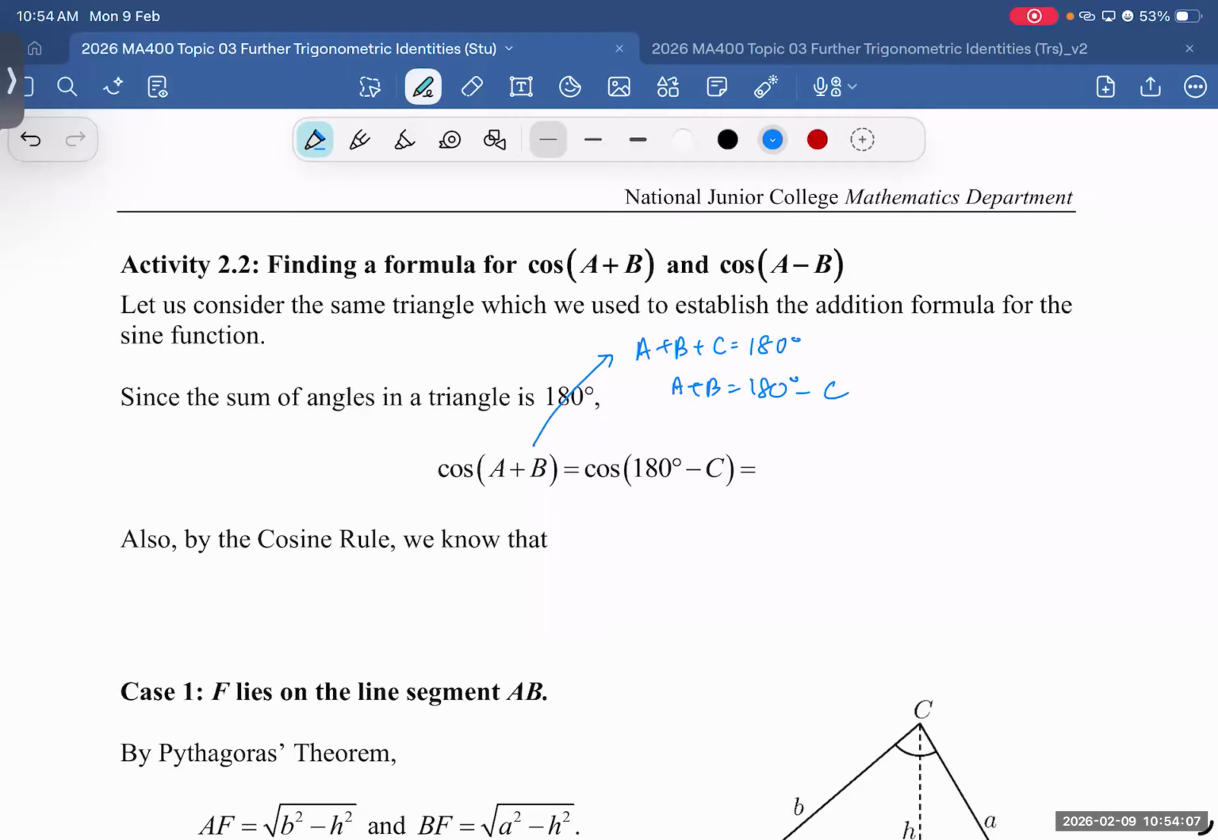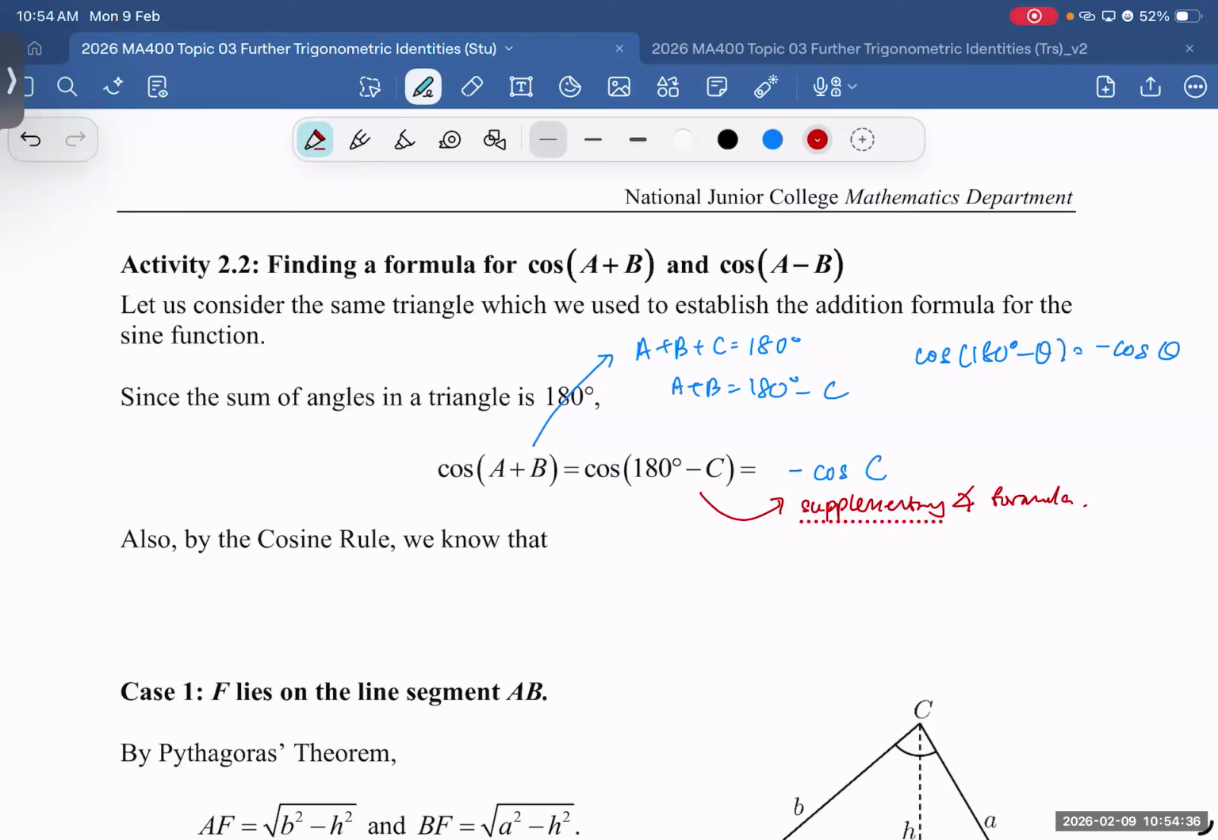Okay. Now do you remember just now cosine of 180 minus theta? What is it equal to? Negative cosine theta. Very good. So cosine of 180 minus C, can I also say that this is negative cosine C? Is that okay? By the supplementary angle formula.